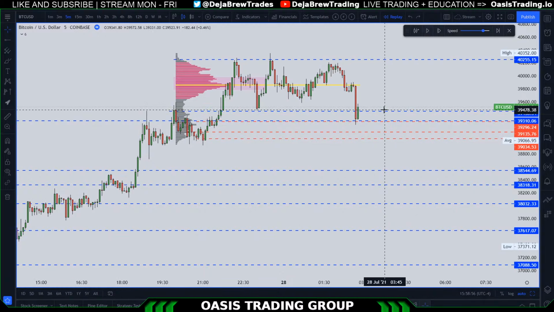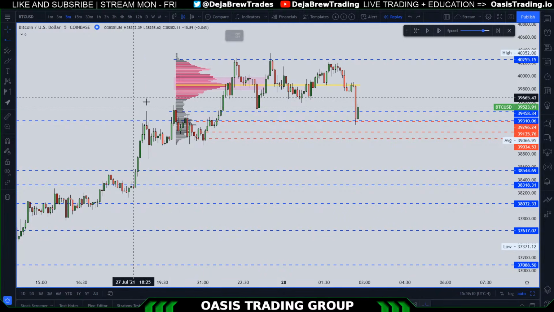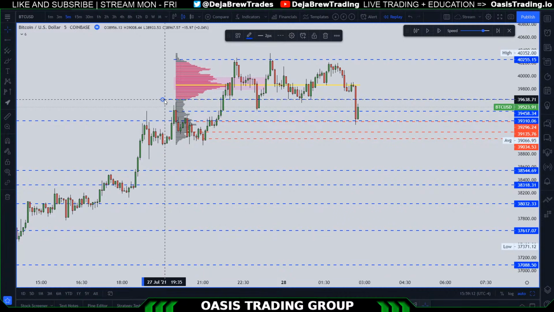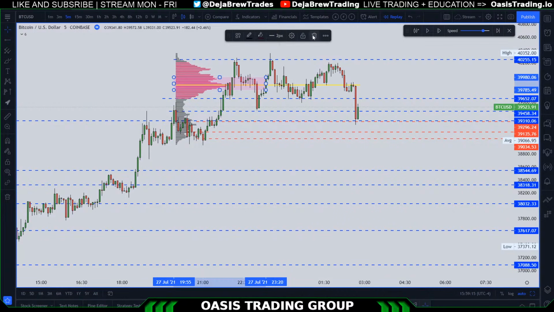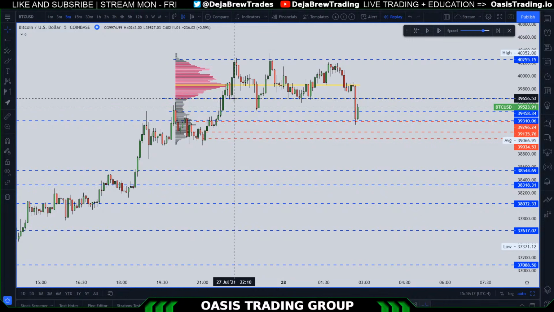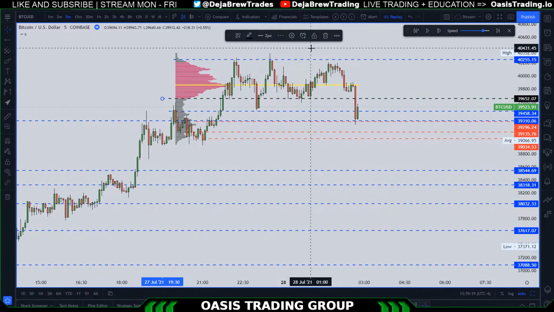Okay, there's the nasty candle. What did I tell you guys earlier? If you lose the value area low, but then it finds support on your previous nodes, then that's a trade. If it loses the value area low and then it reclaims it, that's another trade. So the value area low is now right there. I'm going to get rid of this. So now the value area low is right here. I'm going to make this black so we can pay attention to it.